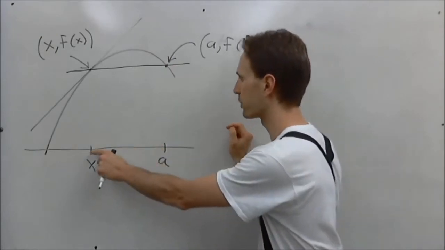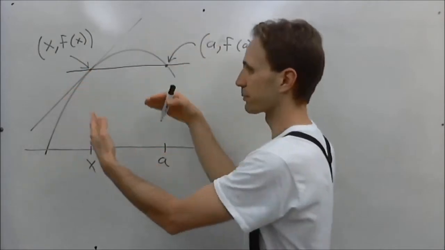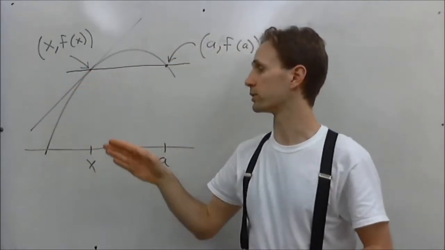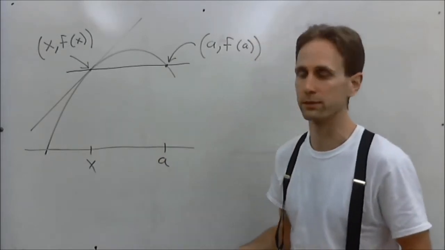and as this point approaches that point, the secant line tilts up or down as the case may be, and approaches the tangent line, so the slope of the secant line approaches the slope of the tangent line.